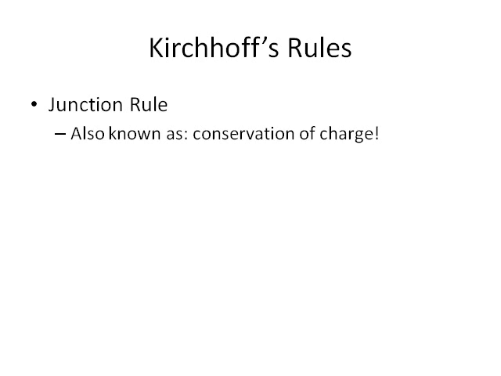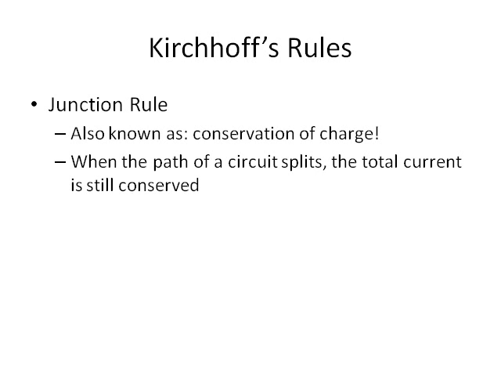So even if I come to a junction in my circuit where my current now has a choice of where to go, well, I can't create charge or lose it out of the circuit, so it must be conserved. And since current is charge per time, I can say that my current must also be conserved. So what this rule says is when the path of a circuit splits, the total current is still conserved. And you'll see this in an example in just a second.